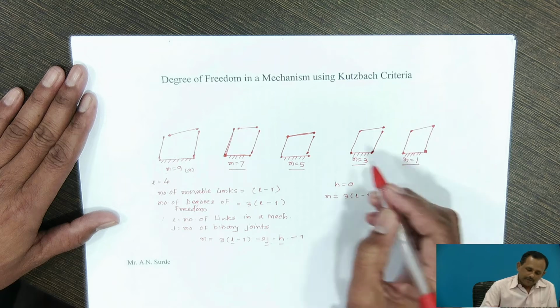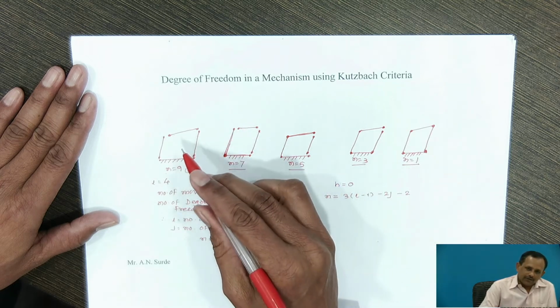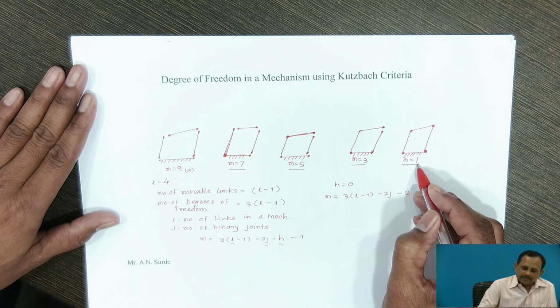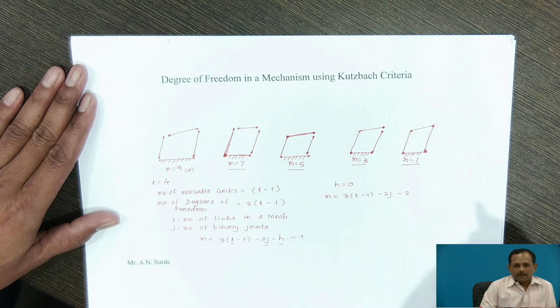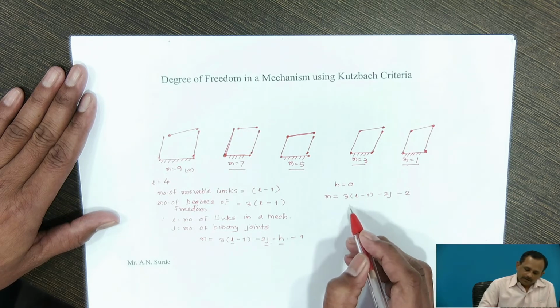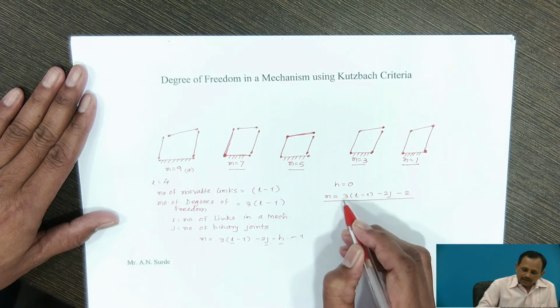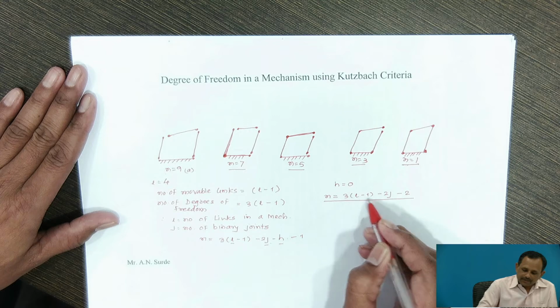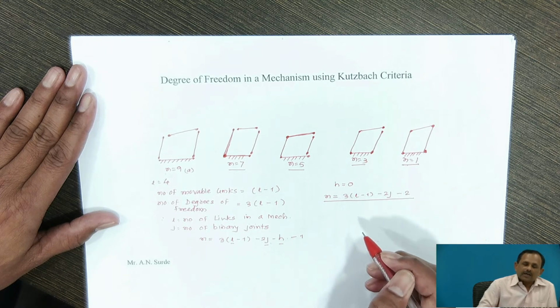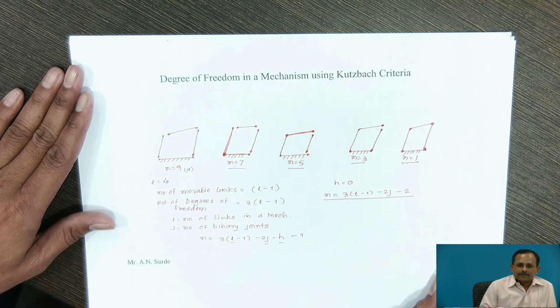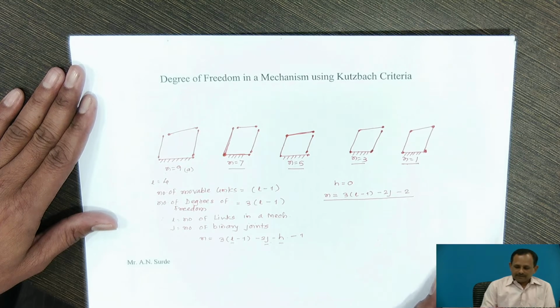So a 4-bar chain mechanism, which consists of 4 links, will have number of degrees of freedom equal to 1. So we can understand the relation between L, J and H in order to determine the number of degrees of freedom. This is called the Kutzbach criterion to determine the degrees of freedom.